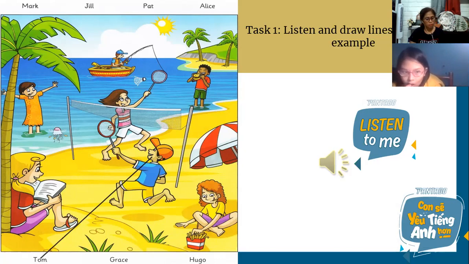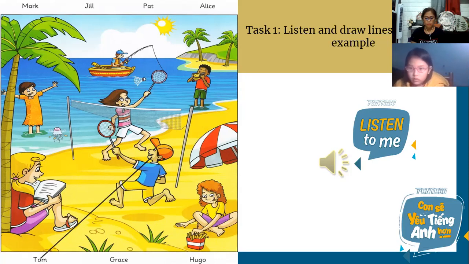Look at part one. Now look at the picture. Listen and look. There is one example. Hello, Mrs. White. Here's a picture of my friends. Oh, yes. They're on the beach. Yes, they are. There's my friend Tom. He's playing badminton. I can see him. I like Tom's baseball cap. Yes, it's his favourite one. Can you see the line? This is an example. Now you listen and draw lines.